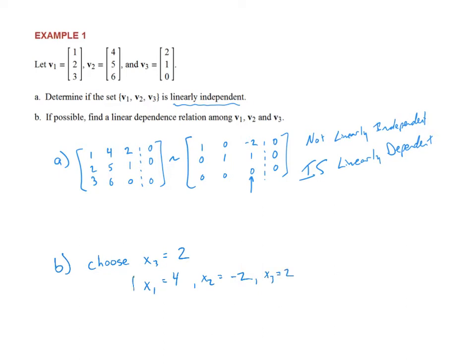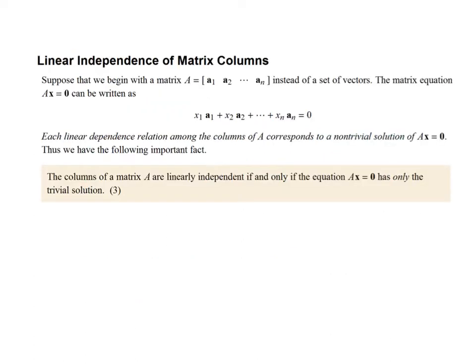So those are my three values in this non-trivial solution, and then we can substitute them in as a linear combination with the three vectors up above. 4 times v1 minus 2 times v2 plus 2 times v3 equals 0. The 4, the negative 2, and the positive 2 came from right there. And that's the end of that example.